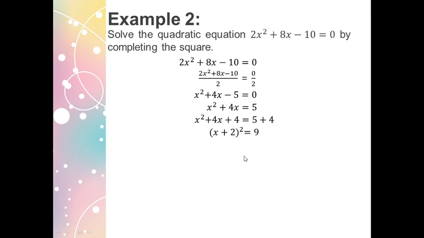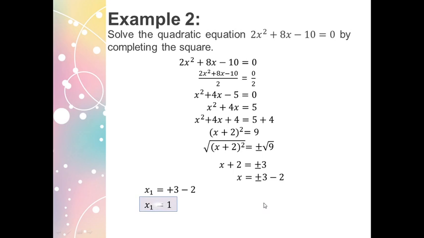Then we take the square root, giving us x plus 2 is equal to plus or minus 3. Transpose +2 to the other side. Then we solve for the value of x. So the first value of x is 1, while the second value of x is -5. By checking, we can determine that 1 and -5 are real roots.